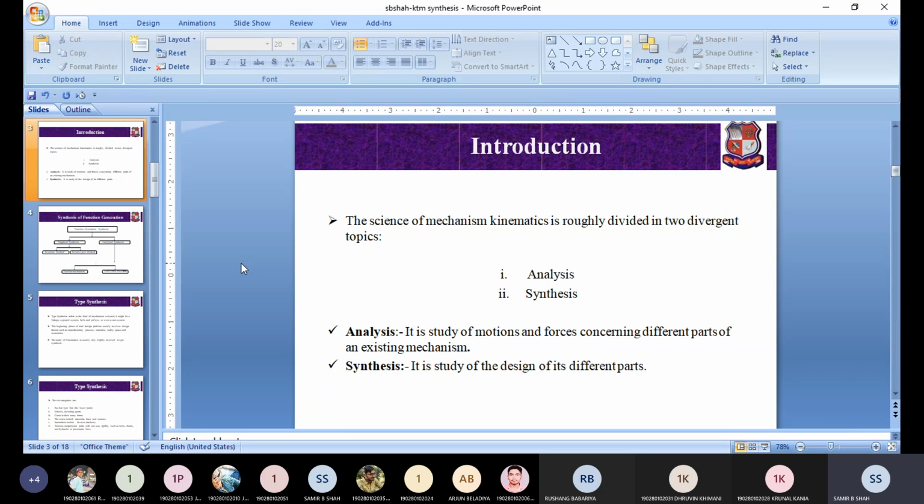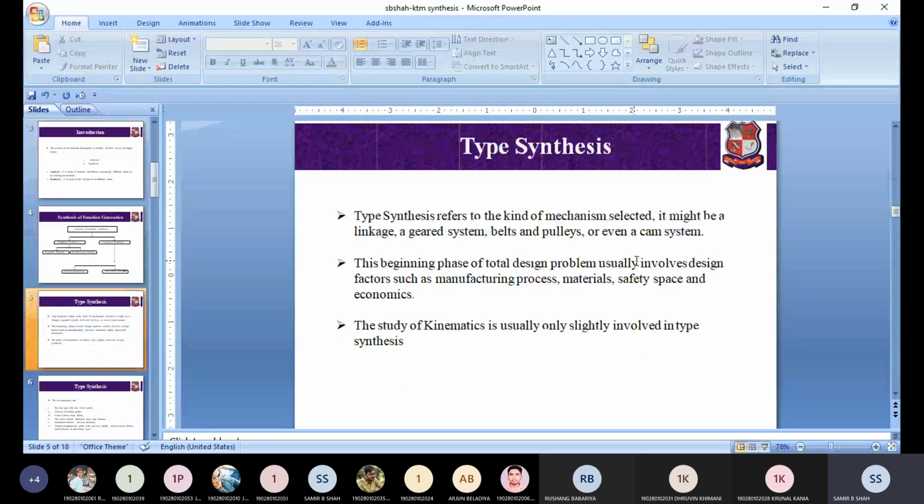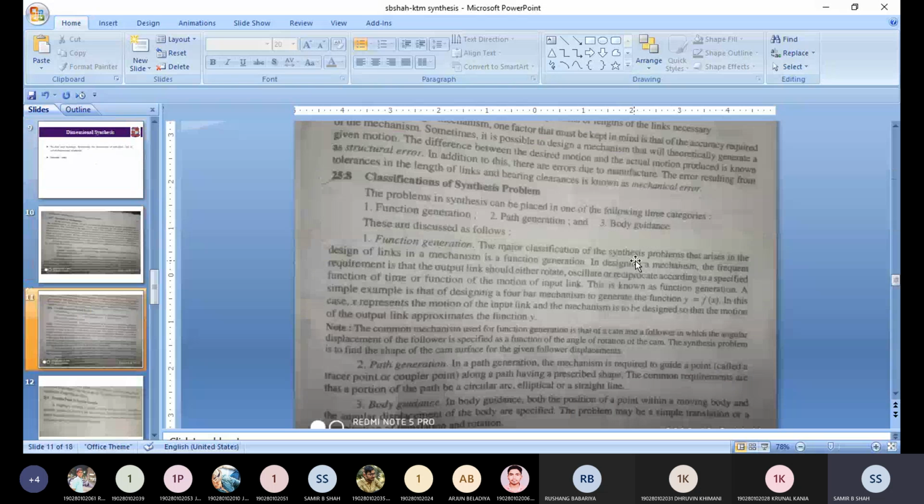Now, classification of the synthesis problem. As we discussed in the previous lecture, it may be divided into three parts: function generation, path generation, and body generation. I just want to recall briefly what function generation, path generation, and body generation are. When we talk about mathematical equations, the major classification of the synthesis problem that arises in the design of the link in a mechanism is function generation.